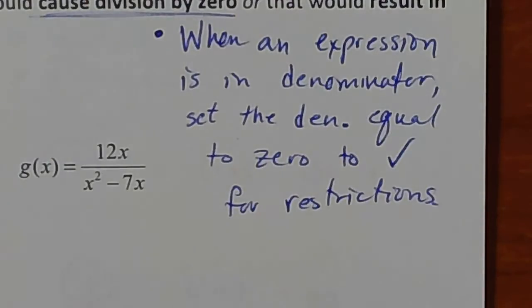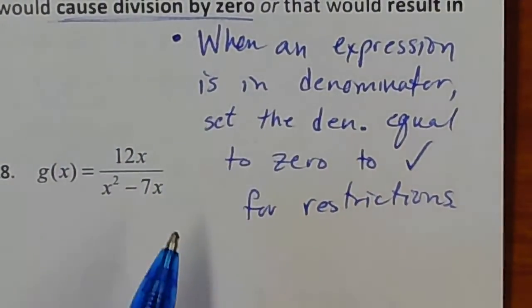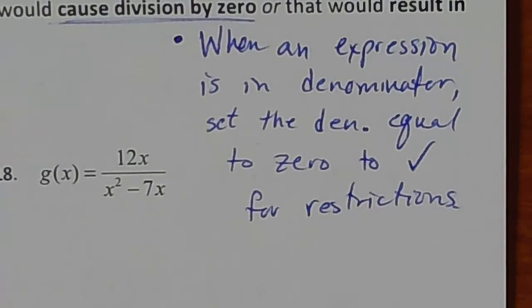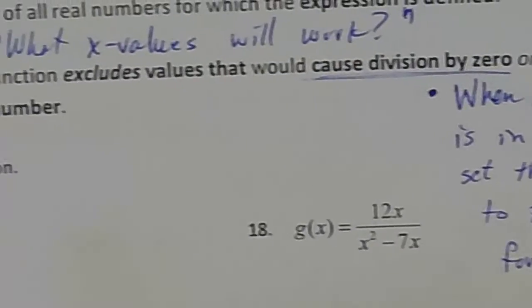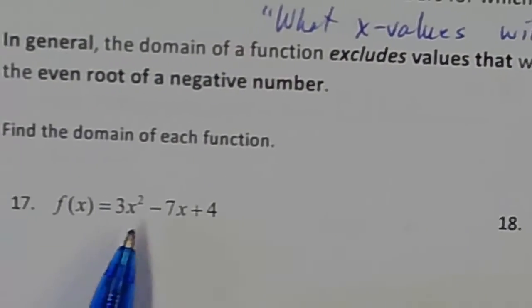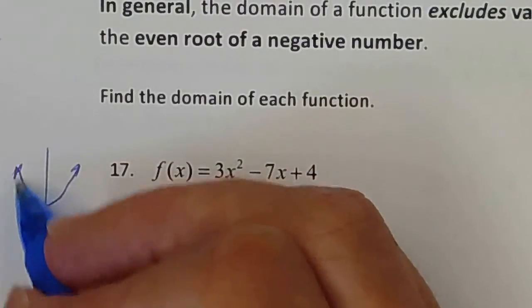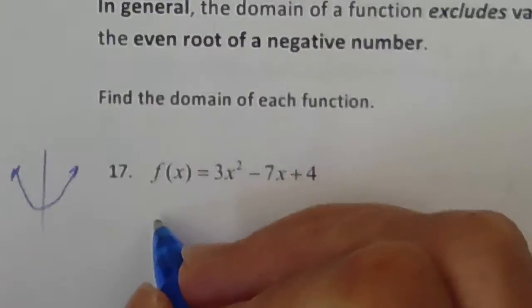Okay. So with that in mind, we'll get to the even root of a negative number in just a second, but this is enough to try 17 and 18. 17, I do not see an expression in the denominator. So we are all set. There's nothing wrong with this. There is no restrictions on the domain. If you wanted to look at the graph, it would be a parabola that continues for all x in both directions, and we're good to go.